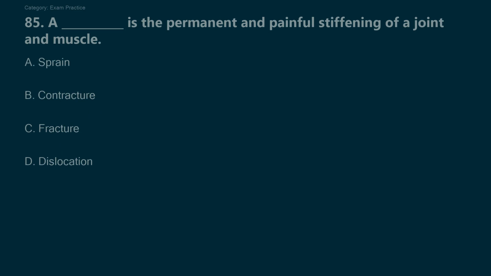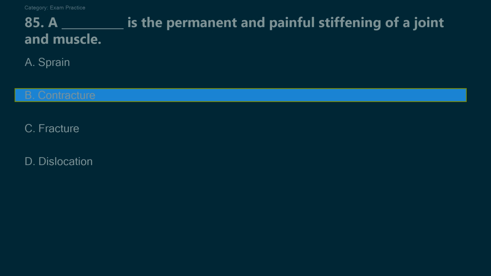Question 85. A blank is the permanent and painful stiffening of a joint and muscle. Option A. Sprain. Option B. Contracture. Option C. Fracture. Option D. Dislocation. The correct answer is option B. Contracture.